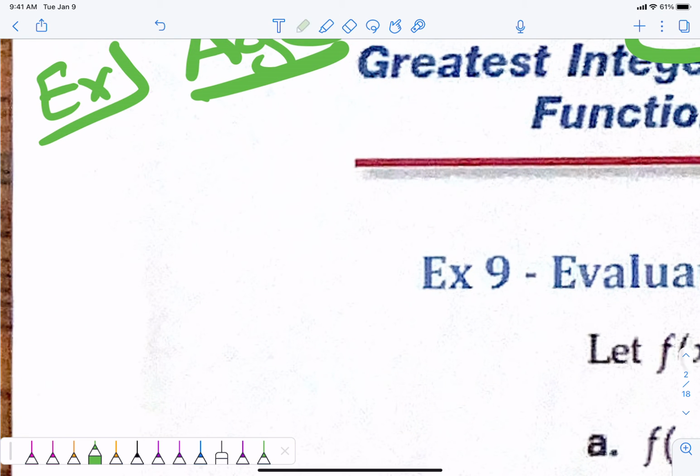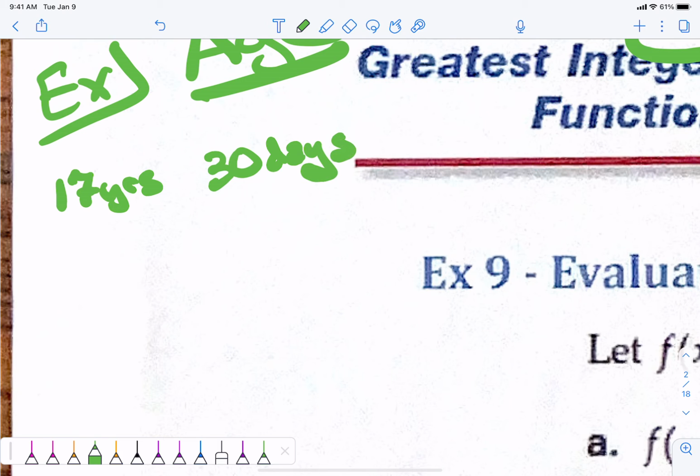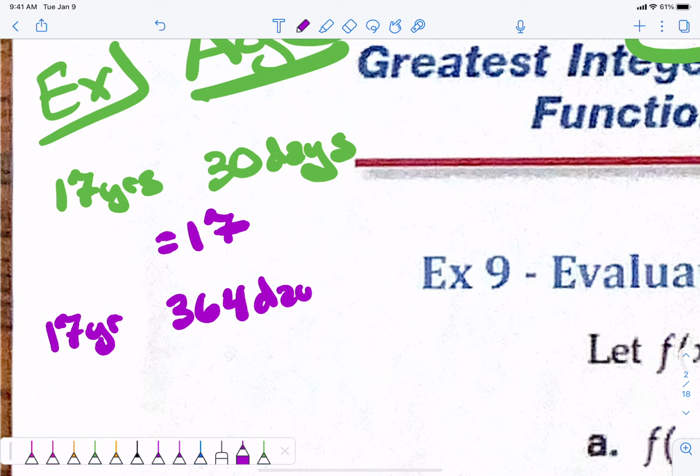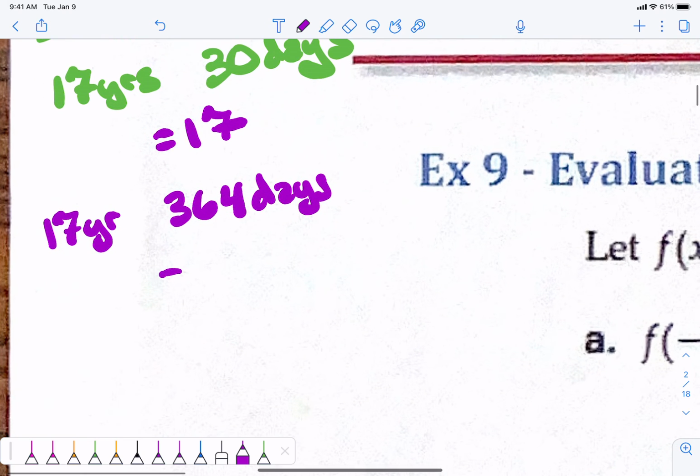If you are 17 years and like 30 days, that's like a month past your birthday, how old are you? You're 17, okay? If you are 17 years and 11 months and 364 days, how old are you? You're still only 17. No matter how many days have elapsed, as long as it's under a year, you are still rounding down to 17 because you have not yet hit 18.